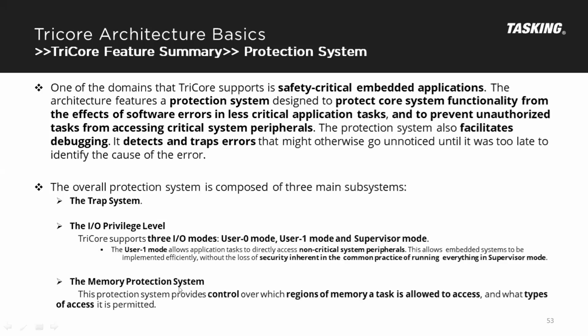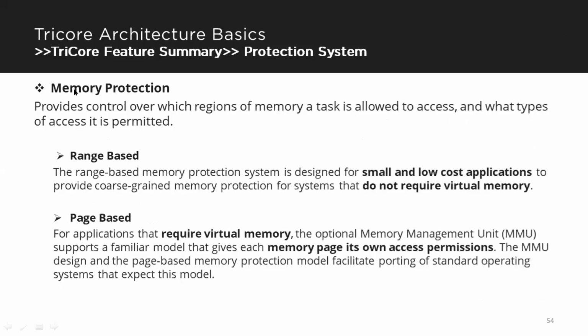So the memory protection system basically gives you control over which task is allowed to access which region of the memory and what type of access. Is it reading or writing? So for the memory protection, you will have two types of protection mechanisms: range-based or page-based.